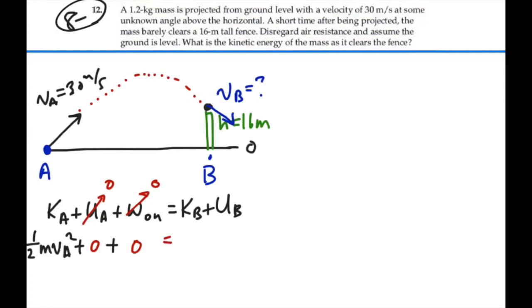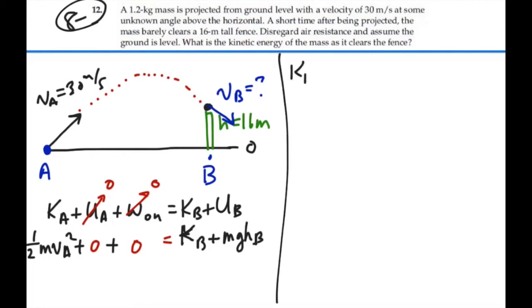Kinetic energy at B, well, that's what we want to find. So actually, let's just keep it in that form, kinetic energy at B. And then we do have potential energy at B. We have an mg height at B. No springs to worry about. So we're going to solve this for the kinetic energy at B. It's going to be equal to 1/2 mass, the velocity at A squared, minus mg height at B.